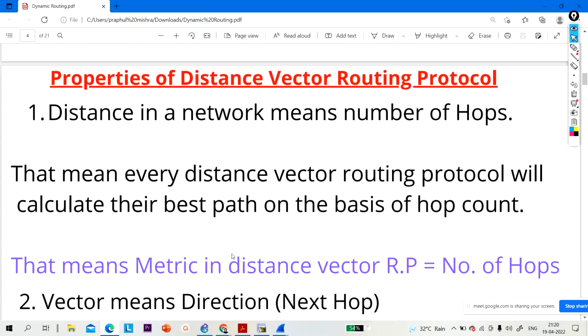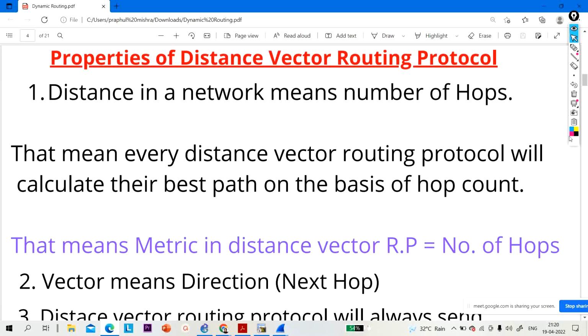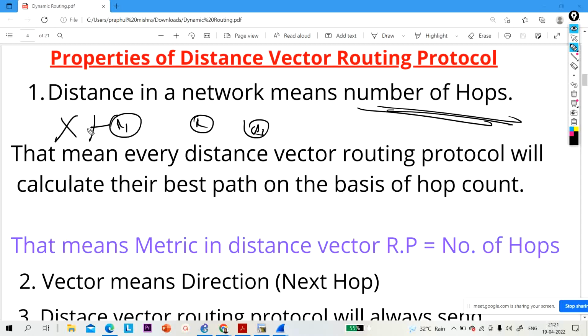So see properties of distance vector routing protocol. Guys, what do you mean by distance? Distance means duri, and in networking distance means number of hops, right? R1, R2, R3, and here is one network, X network, right? So from R3, how far away is this network? 1 hop, 2 hop, 3 hop away, right? X network is 3 hops away from R3. So distance means number of hops. Fine. That means every distance vector routing protocol will calculate its best path on the basis of hop count.